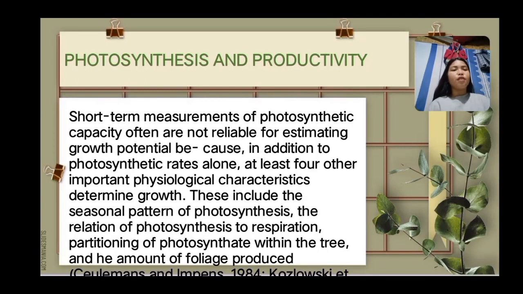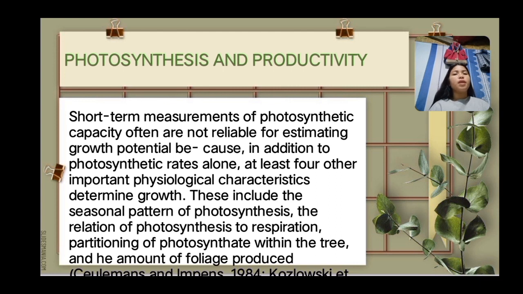So my report for today is all about photosynthesis and productivity. First of all, let us know what is photosynthesis and productivity. Photosynthesis is a biological process by which plants make their own food. Photosynthesis comes from the Greek words photo, which means light, and synthesis, which is putting together. So sunlight is the major component. And what is productivity? Productivity measures the amount of goods and services produced.